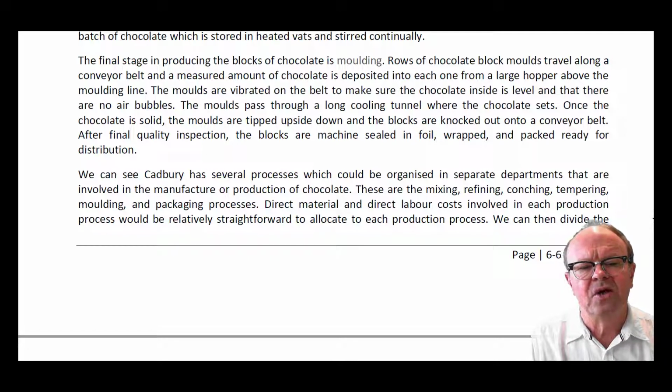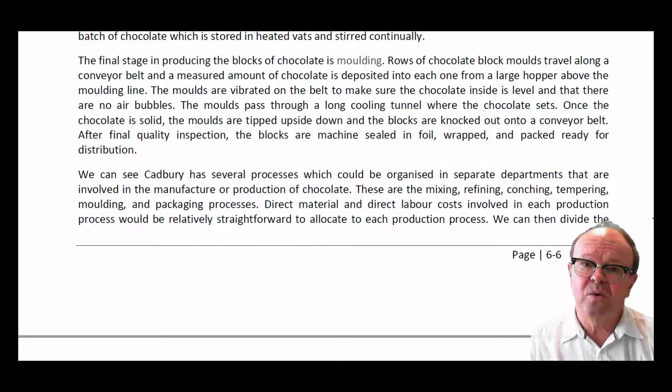Once the chocolate is solid, the moulds are tipped upside down and the blocks are knocked out onto a conveyor belt. After final quality inspection, the blocks are machine sealed in foil, wrapped and packed, ready for distribution.